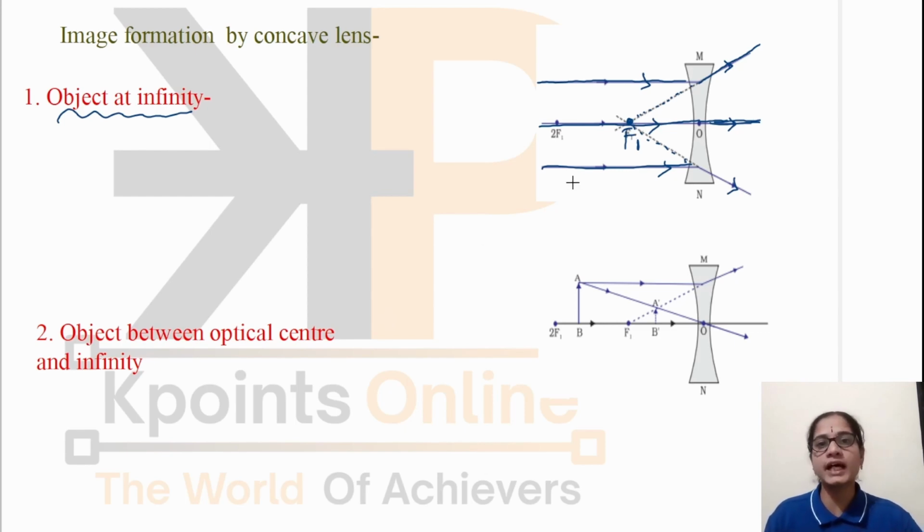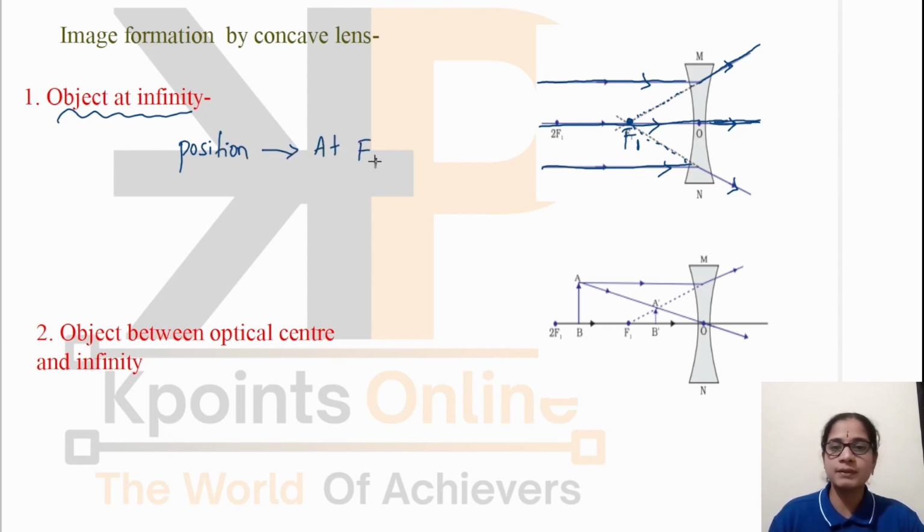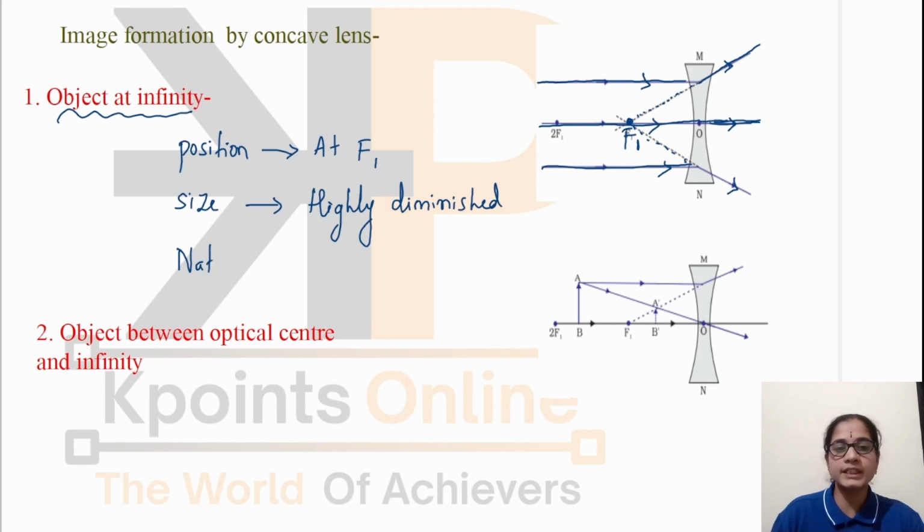And what is the nature of the image? It will be virtual and erect because these rays are not actually meeting. They appear to meet at this point. So we say that a virtual image is formed and virtual images are erect. So the position of the image formed is at the first principal focus. The size of the image is point sized, highly diminished. And the nature of the image is virtual and erect.